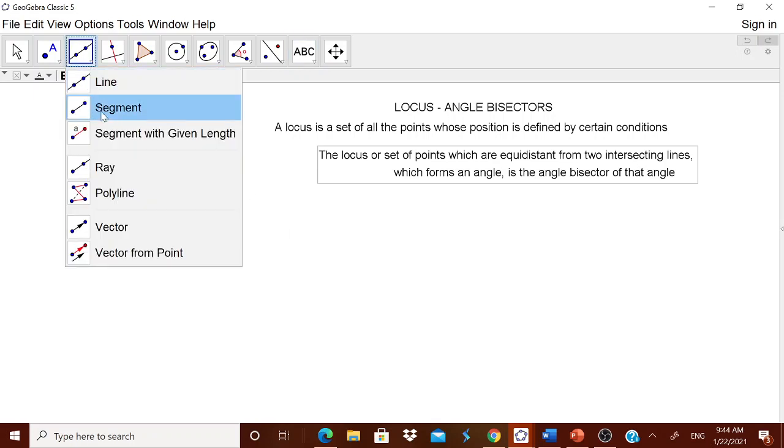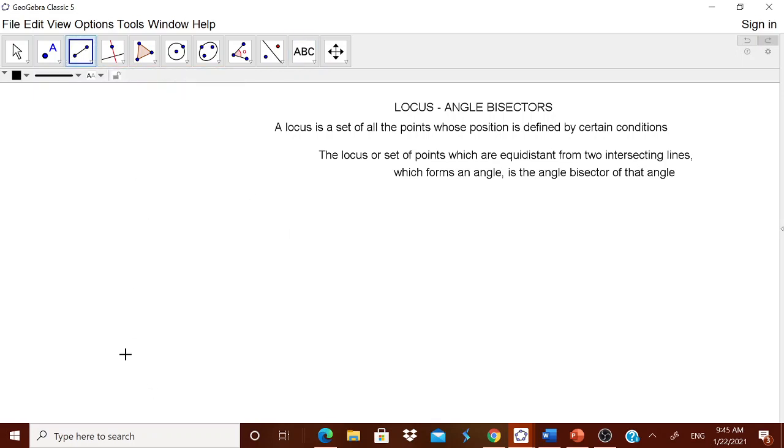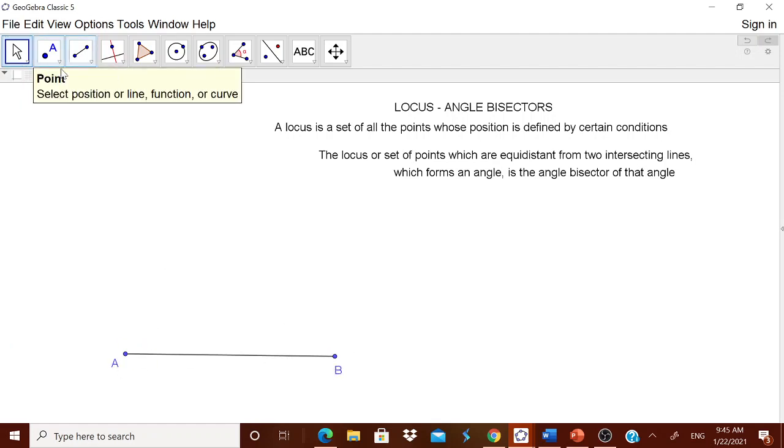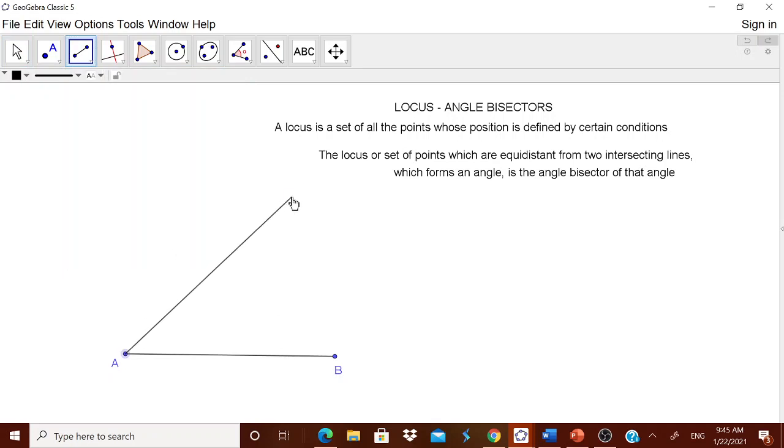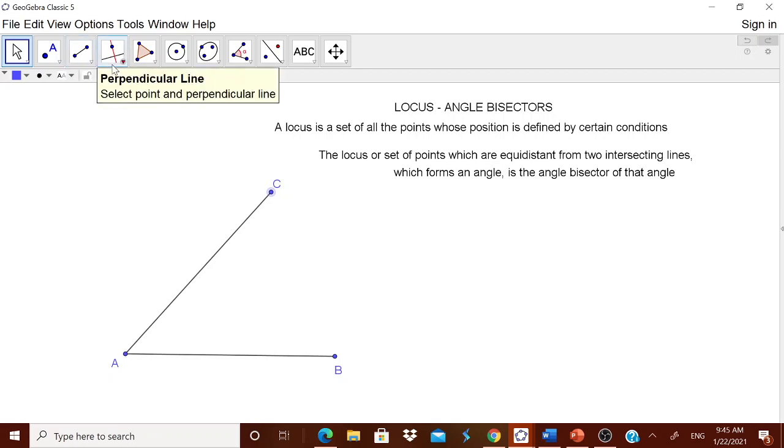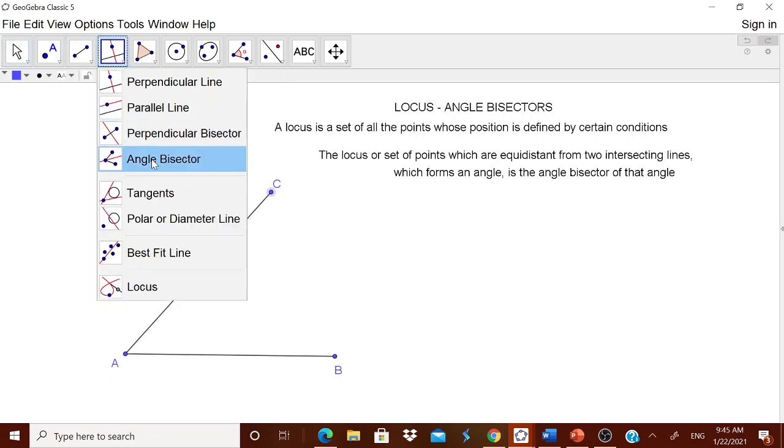For that, let us go to a segment AB. Then we will keep A upwards and B downwards. Let us take one more segment AC. I think both can be moved. I think the angle can be moved as per your convenience. Now we want this angle bisector, therefore go for the angle bisector tool.